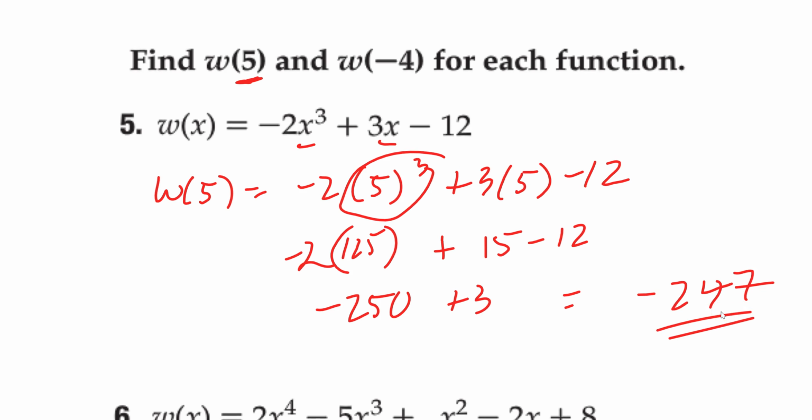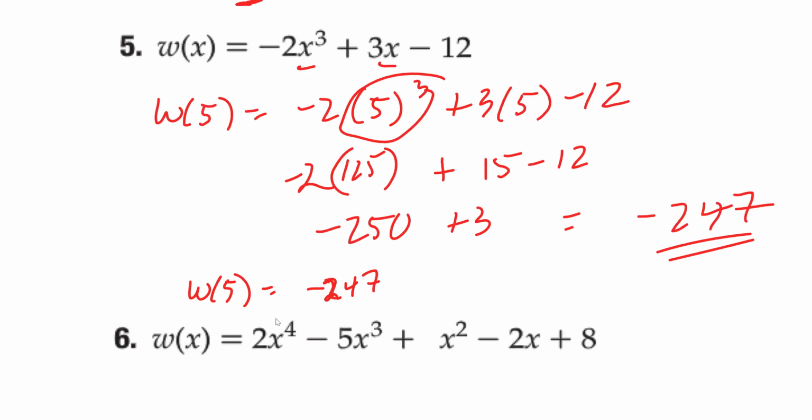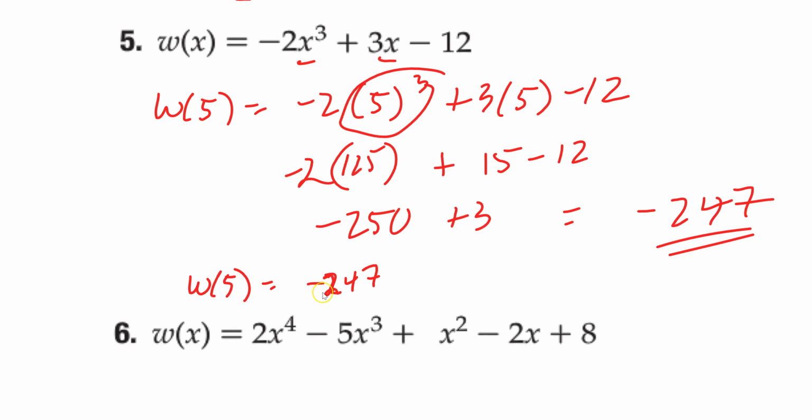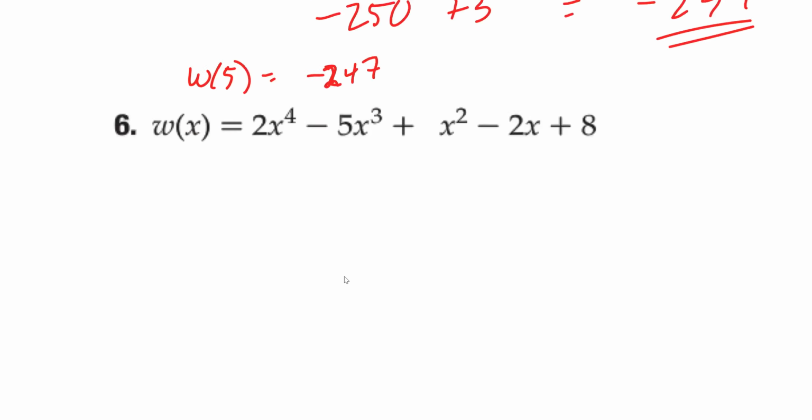Alright, so that's this function notation. Again, all that means is, if I rewrote this, W(5) = -247, it's like a sentence. It's just saying, hey, when you plug in 5, you get -247. That's all that means. The answer is -247. It just says, when you sub in 5 into the function, you get -247. And it would have been likewise for this one. I could plug in -4 and get an answer. I'm just going to skip it because it's the same thing.